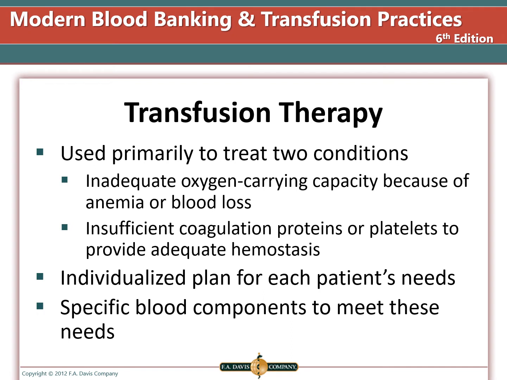Transfusion therapy is primarily used to treat two conditions. First, inadequate oxygen carrying capacity due to anemia or blood loss. Second, insufficient coagulation proteins or platelets to provide adequate hemostasis. Patients require individual plans to meet their unique requirements. Specific blood components are required for specific needs.